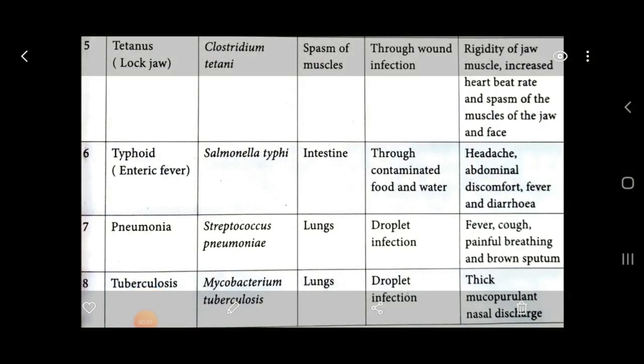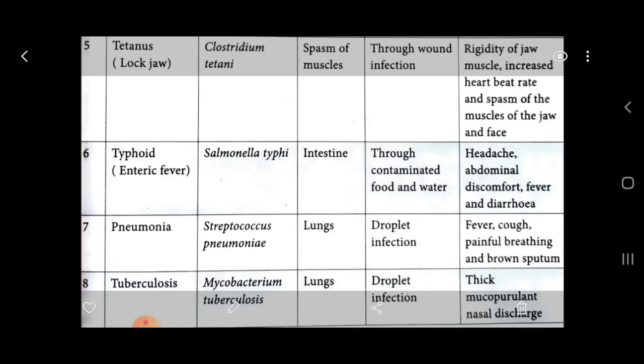Tetanus. Tetanus is also called lockjaw. It is caused by Clostridium tetani. The area of infection is the spasm of muscles around our cheek. The contamination is through wound infection. If we get hit or have a wound from a blade or something else, we go to the doctor and he will inject ATS, anti-tetanus serum, or tetanus toxoid, TT. It is the preventive measure. The symptoms are rigidity of the jaw muscles, which become very rigid, increased heartbeat, and spasm of the muscles of the jaw and face.